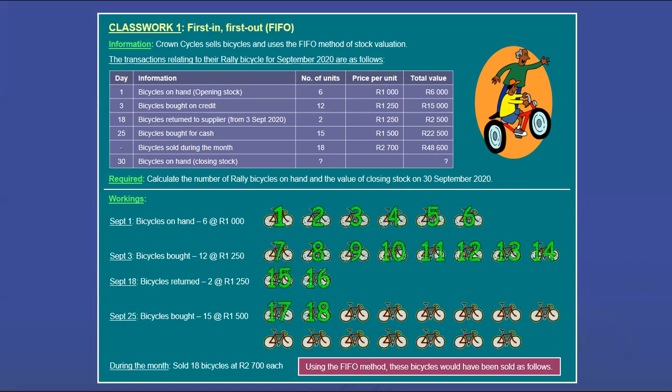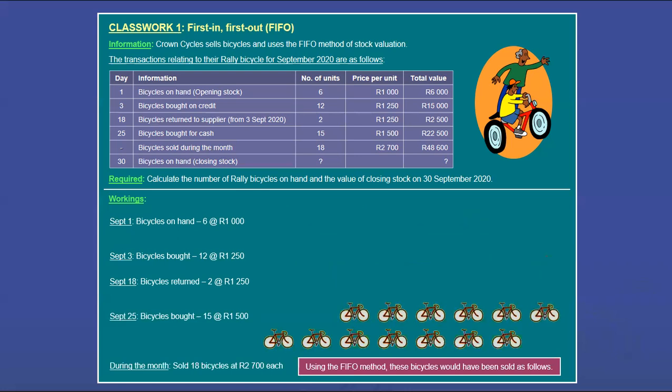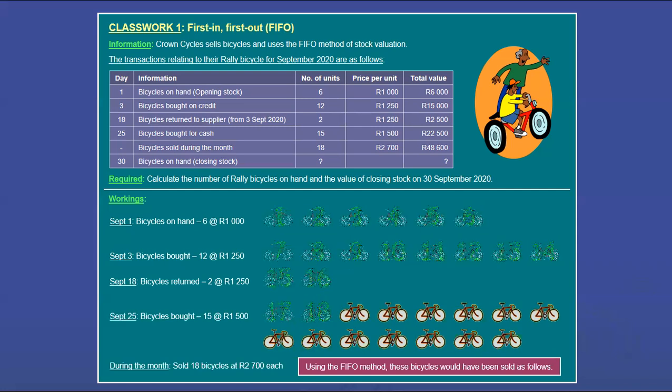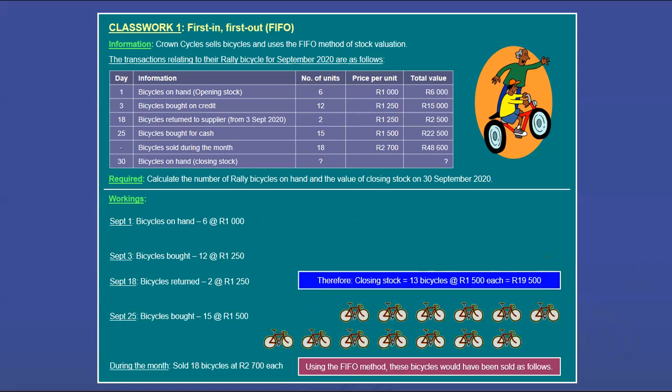So 18 will be sold, so basically we'll be left with how many? Let me check. We will be left with 15 minus 2, which is 13. We will be left with 13 bicycles, and the cost price of each of these bicycles will be 1,500 times 13, and that will give us 19,500, which is the value of our closing stock.